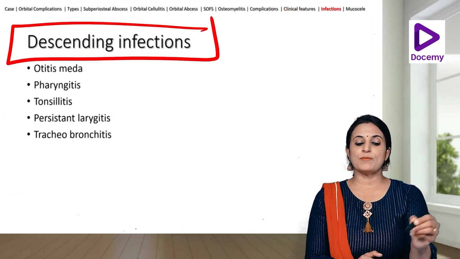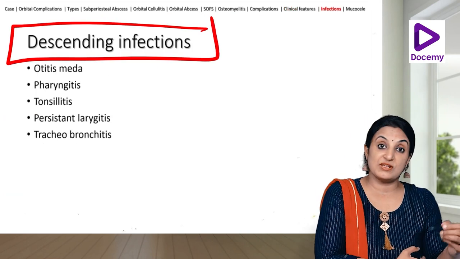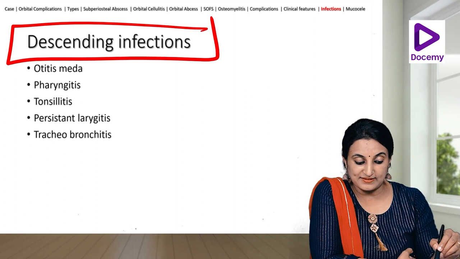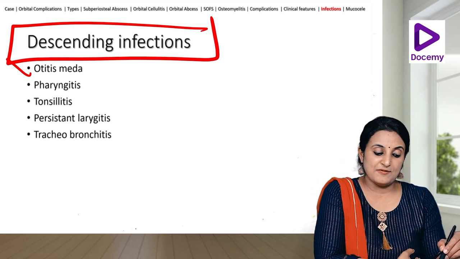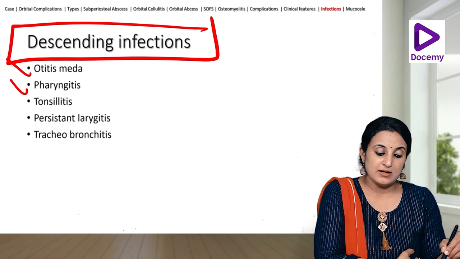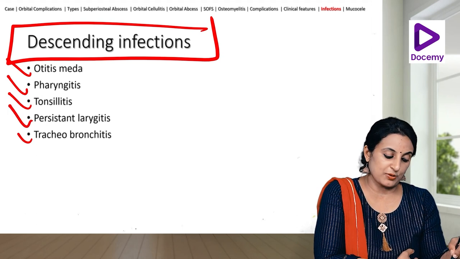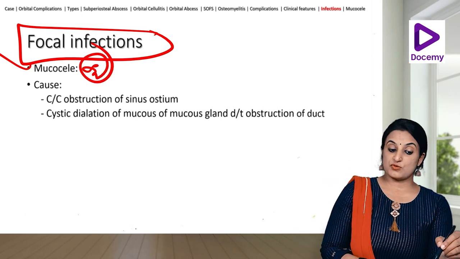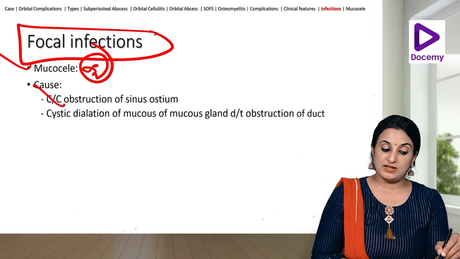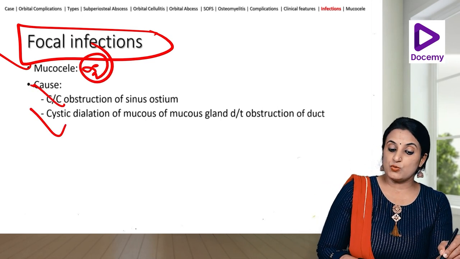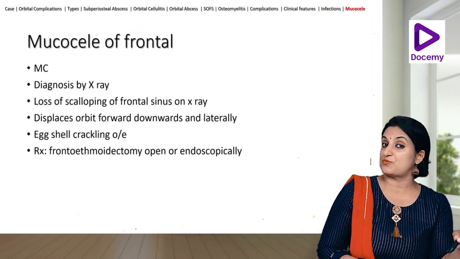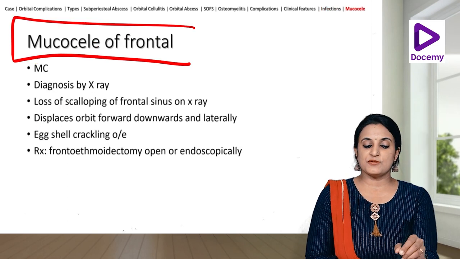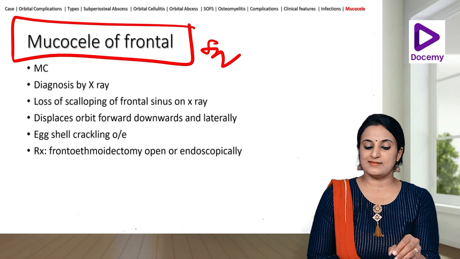The next complications are descending infections, which can be otitis media affecting the ears, pharyngitis, tonsillitis, persistent laryngitis, and tracheobronchitis. Then focal infections like mucoceles, which is another short note for you, are caused by chronic obstruction of the sinus ostium and a cystic dilatation of the mucosa or the mucous gland, due to obstruction of the duct. Mucocele of the frontal sinus is of great importance.